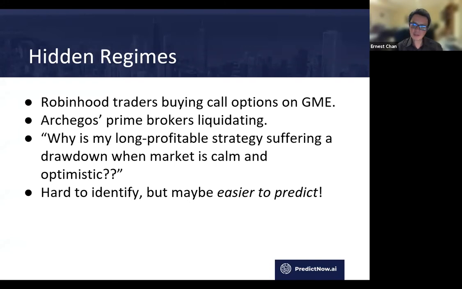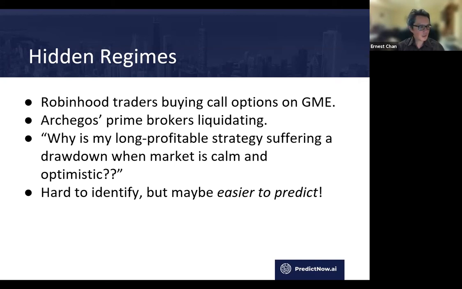Now, as opposed to these visible, observable regimes, there are also hidden regimes that are even more subtle. For example, people say that there are a lot of retail traders, Robinhood traders, buying call options on small stocks such as GameStop, for example, such as AMC. Is that a regime? Does that cause a market regime change that affects many strategies? Apparently it did, but it's hard to put your finger on it. What do you call the regime of Robinhood traders buying call options? What's the name for that regime?